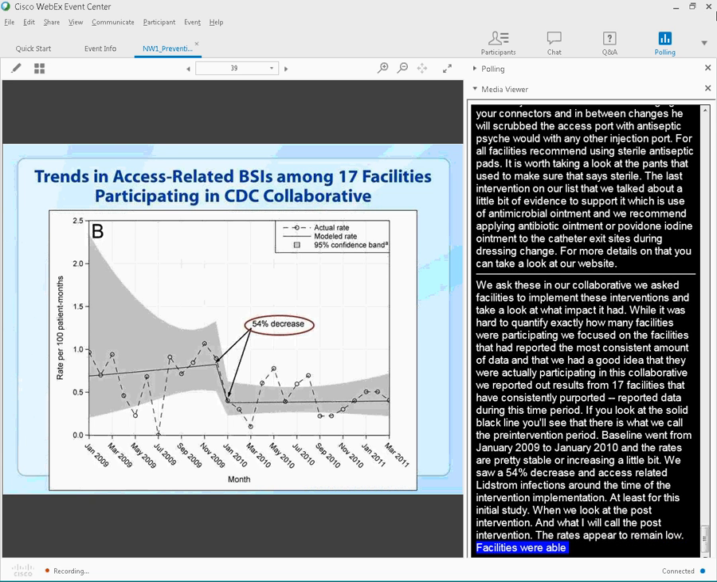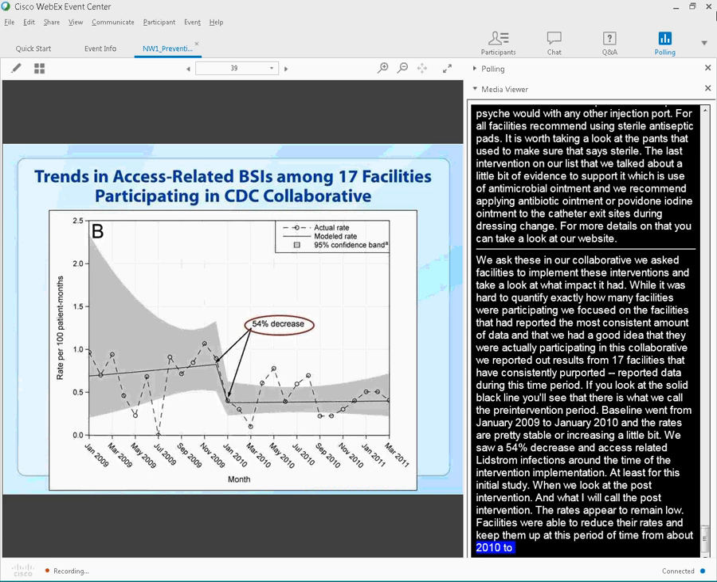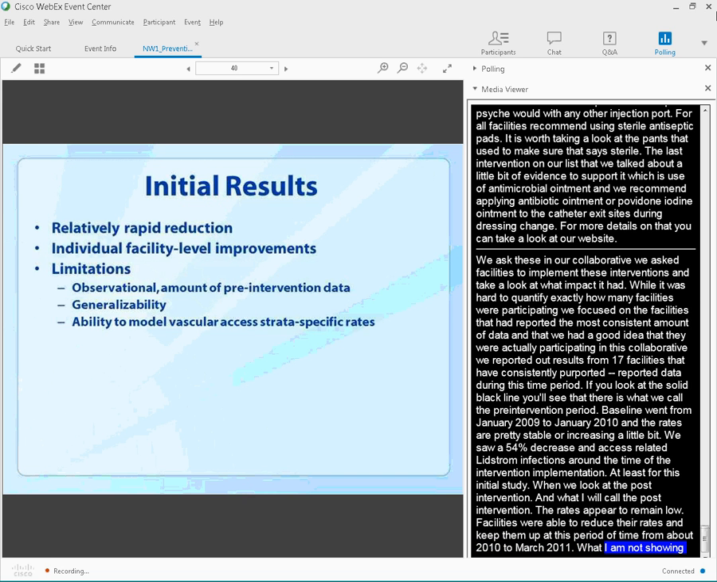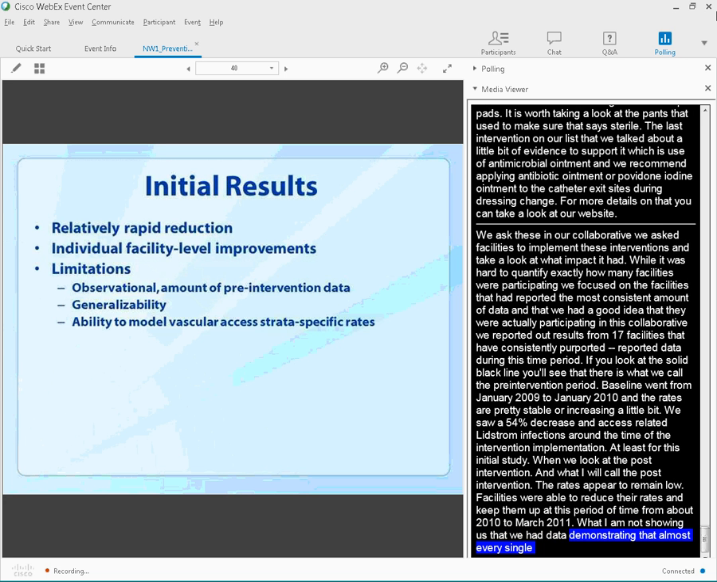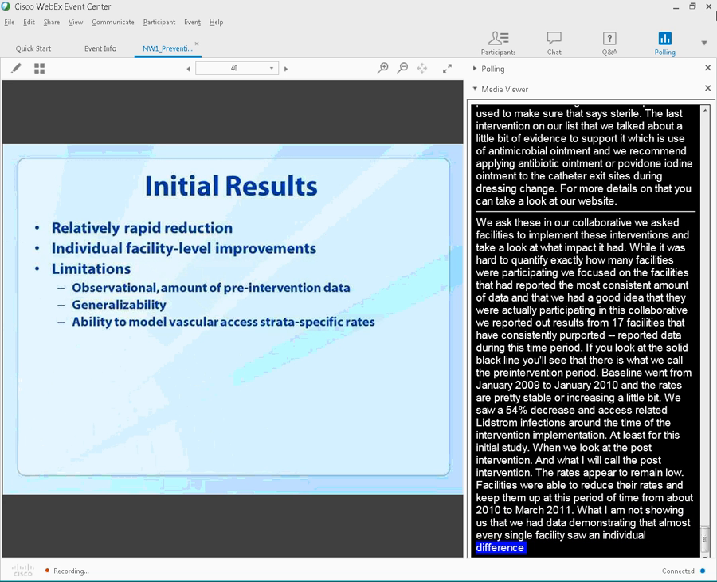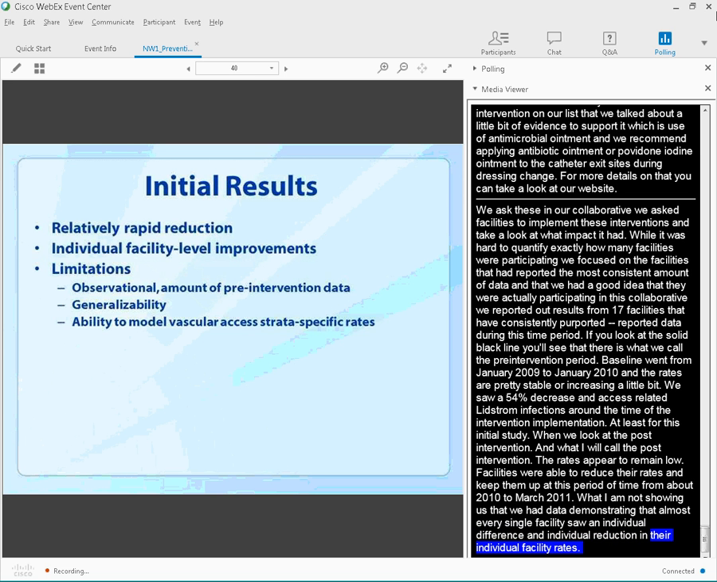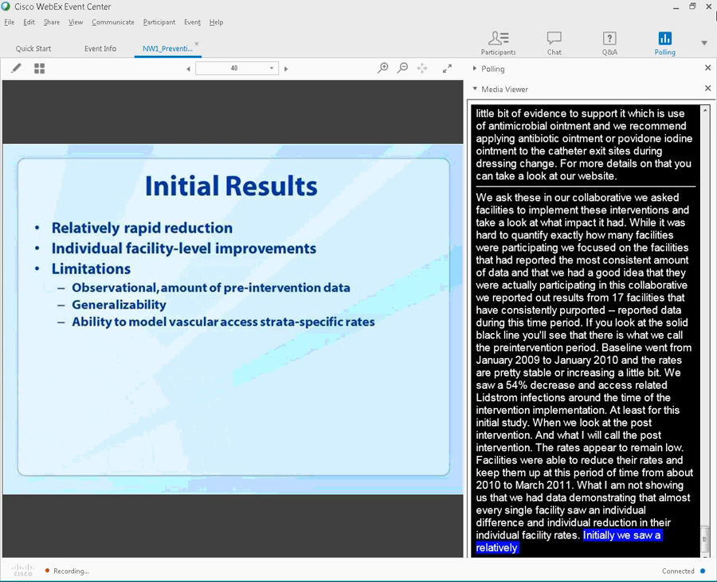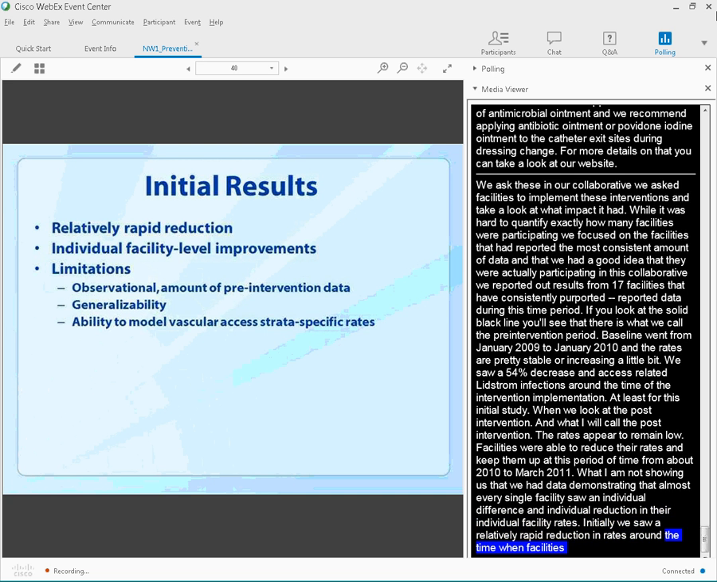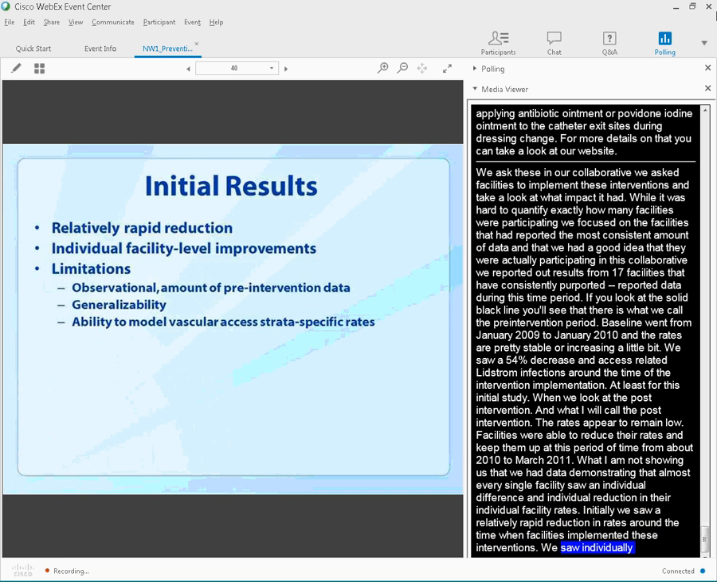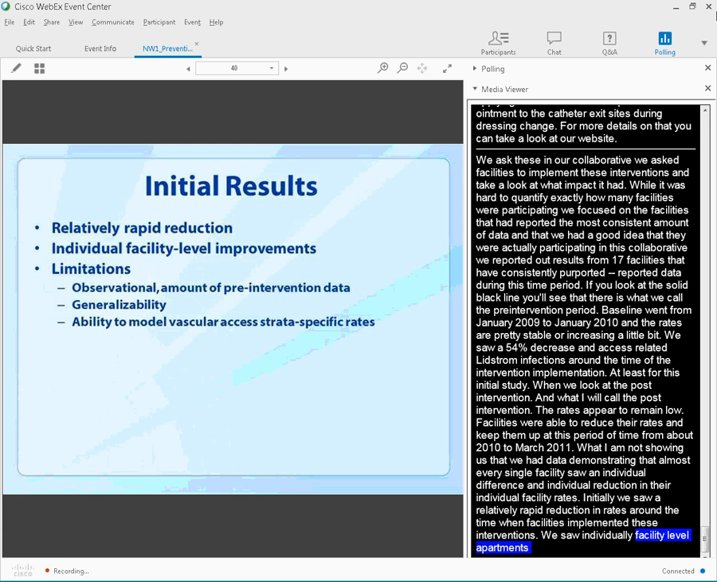And what I'm not showing you here is that we also had data demonstrating that almost every single facility saw an individual reduction in their individual facility rates. So initially we saw a relatively rapid reduction in rates around the time when facilities implemented these interventions. They saw individual facility level improvements, and some of the limitations of this study were that it was an observational study. We didn't have as much pre-intervention data as we would have liked to do the analysis.